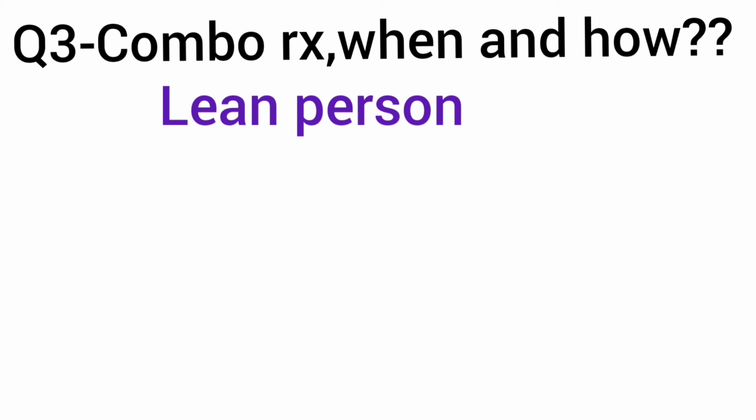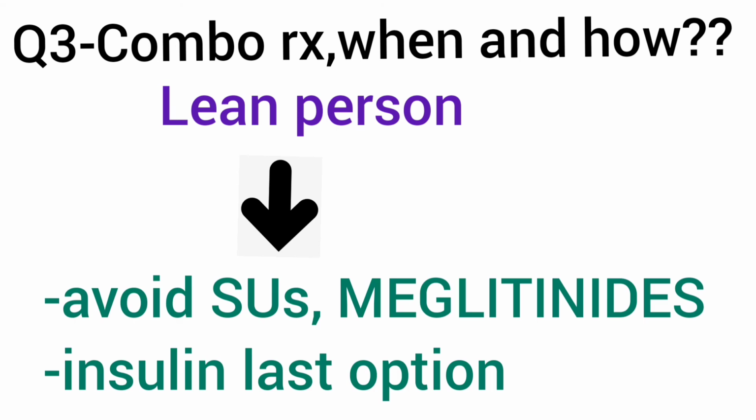If the person is lean and there is not much insulin resistance and there is a risk of hypoglycemia, in such patients we have to avoid sulfonylurea drugs and meglitinides. So we can give any other drugs with the metformin combination. Insulin therapy should be the last option because insulin is associated with risk of hypoglycemia.